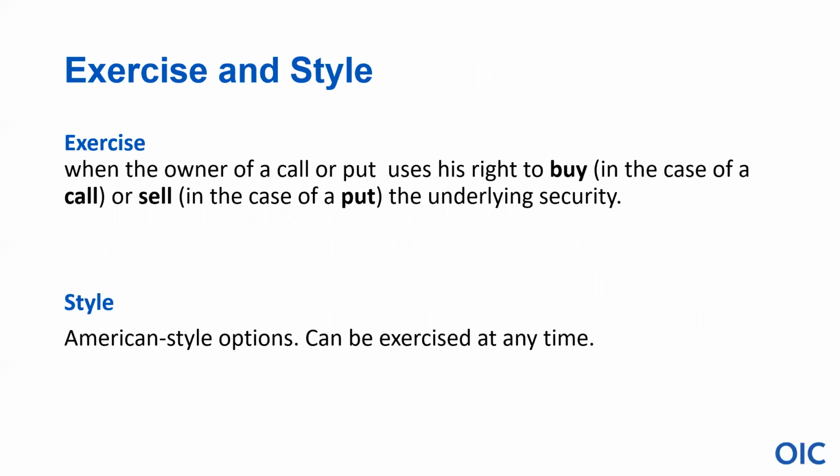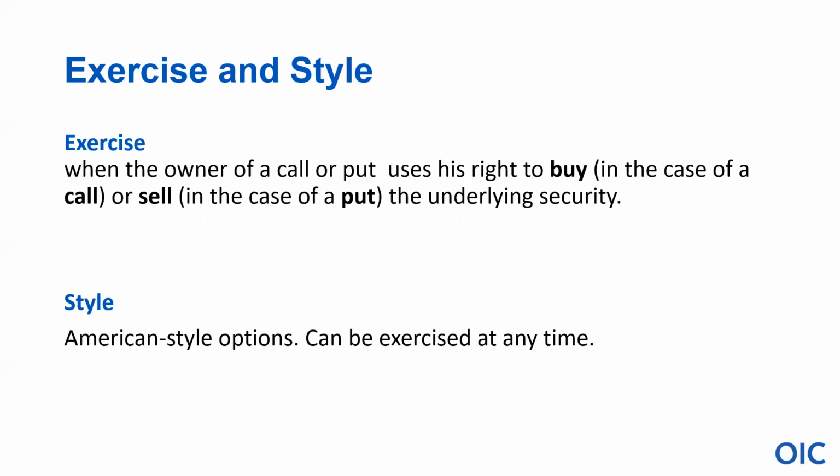Exercise. Exercise is when the owner of a call or a put uses his right to buy, in the case of a call, or sell, in the case of a put, the underlying security. As mentioned before, to take your profit, you don't need to exercise an option. You can just sell it in the market. But if you need the stocks for some particular reason, then you submit an exercise notice and you go through the procedure.